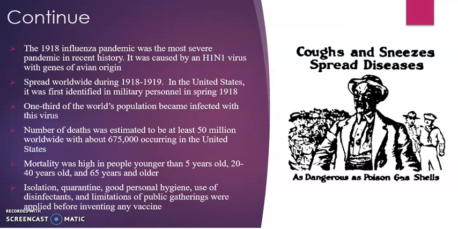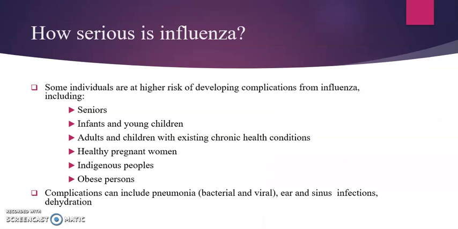The number of deaths was estimated to be at least 50 million worldwide, with about 675,000 occurring in the United States. Mortality was high in people younger than 5 years old, 20 to 40 years old, and 65 years and older. Isolation, quarantine, good personal hygiene, use of disinfectants, and limitations of public gatherings were applied before any vaccine was invented.